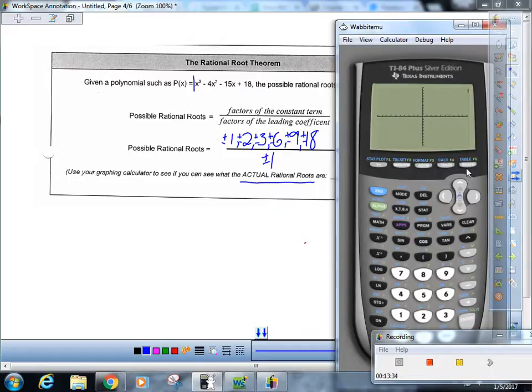Nice. I don't really care about maxes and mins. I'm only looking for zeros, so I'm not going to change my window this time. Okay? So I just go second, trace, 2. Let's see, we got to get over, there it is. Okay, left of it, hit enter. Right of it, hit enter. Take a guess. -3 is one of our answers.